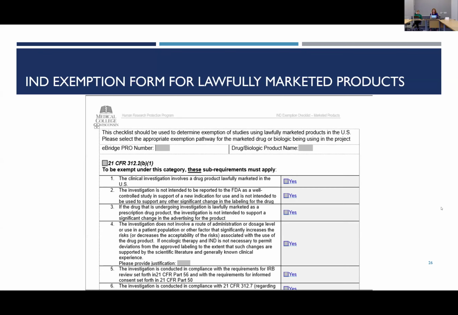Sometimes you're going to need to attach a little bit more information, but this is what is then uploaded in our eBridge system in order to have the IRB review and agree with your determination in order to move forward. So we'll talk a little bit more about that in just a second.